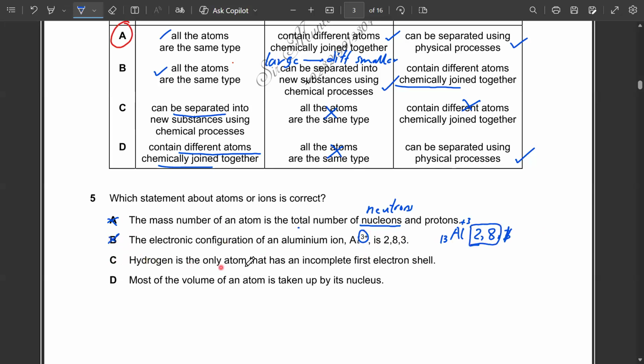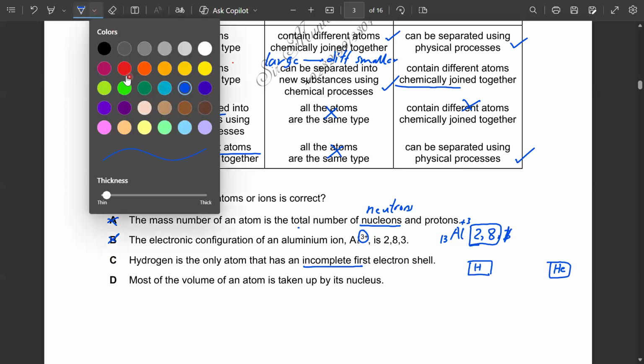C says that hydrogen is the only atom that has an incomplete first shell. So that seems to be the correct option, because in the periodic table, there are just two elements in the first period. One is hydrogen at the extreme left of the periodic table, and the other element is helium at the extreme right of the periodic table. So helium, as we know, contains 2 electrons and hydrogen contains 1 electron. So there is just one shell present in the first period and it is incomplete for hydrogen. So it seems to be the correct option.